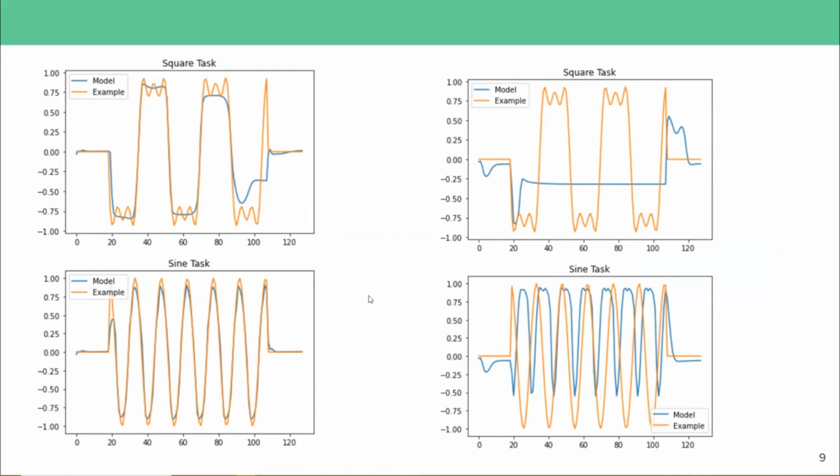Here is the model performance before and after lesioning. In all plots, the model's output after training is shown in blue, labeled model, and the target output is shown in orange, labeled example. As you can see, after lesioning, the ability to perform the square task is lost, while the sine task is retained. This suggests that the tasks are performed entirely by separate regions, despite not having placed an explicit learning constraint on the model that enforces this separation.